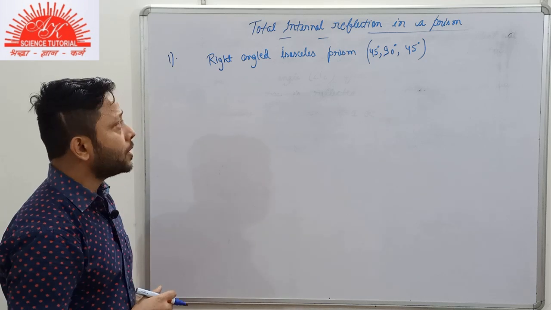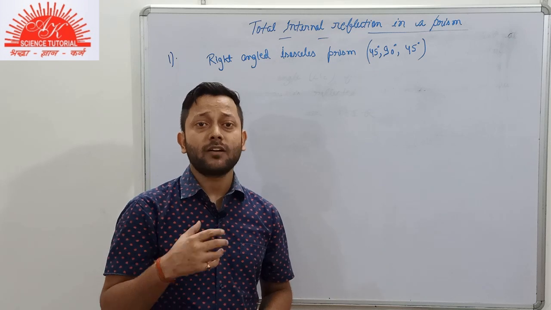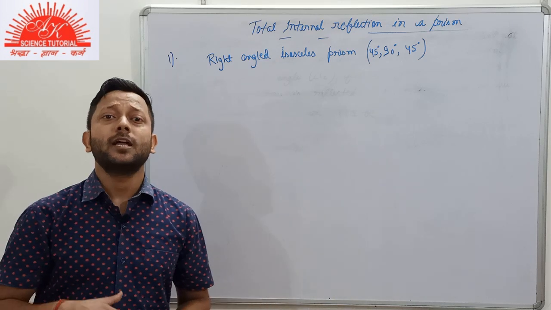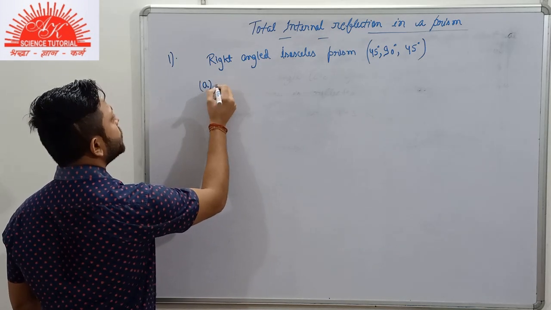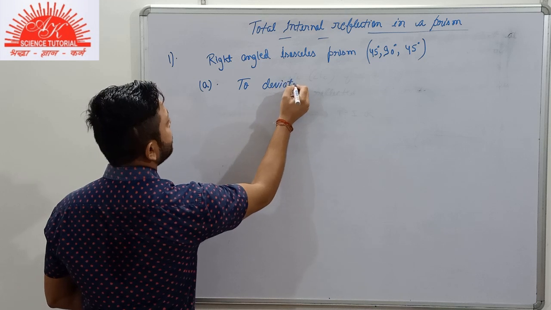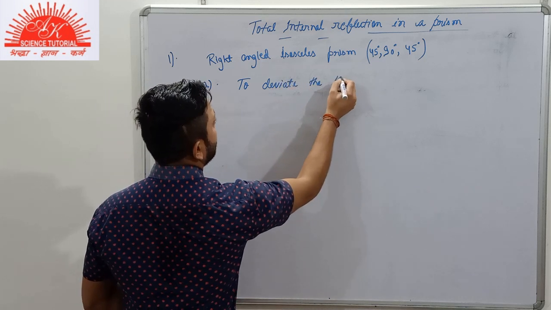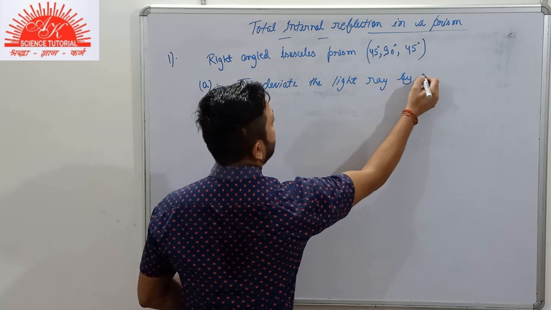In this type of prism, there are three conditions in which we can use it. The right angled isosceles prism can be used in three manners. The very first one is to deviate the light ray by 90 degrees.